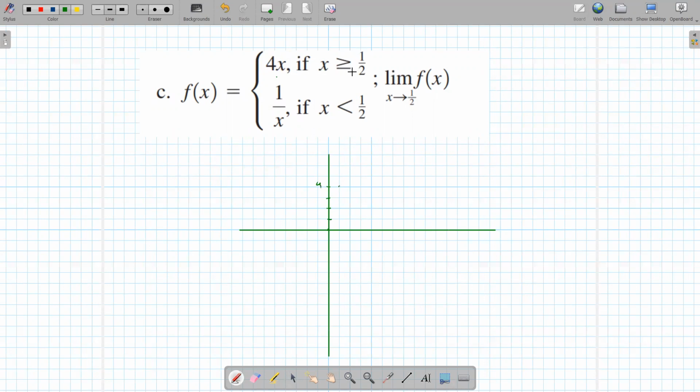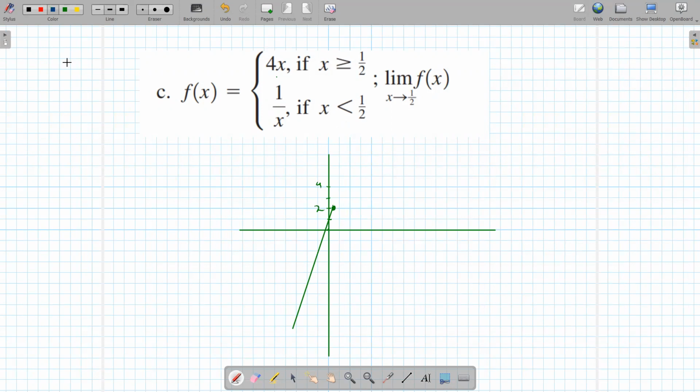But this only exists from a half, okay? So what you could do is, this is what I like to do, but you obviously don't have to do this. I'm gonna connect those two, and then I'm gonna erase because this guy only exists when the x value is a half. So right there. Right there. And that point is 2. So there you go, that's the first guy.